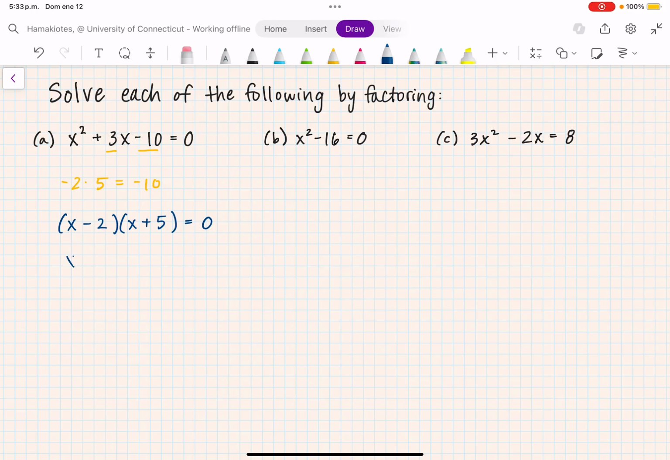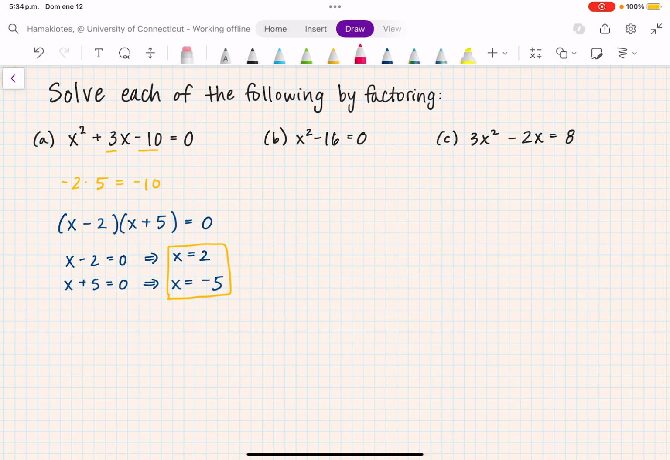Now what does this tell us? That tells us that x minus 2 equals 0, or x plus 5 equals 0. So if x minus 2 equals 0, then x equals 2, and if x plus 5 equals 0, x equals minus 5. So these are our solutions for this quadratic equation.